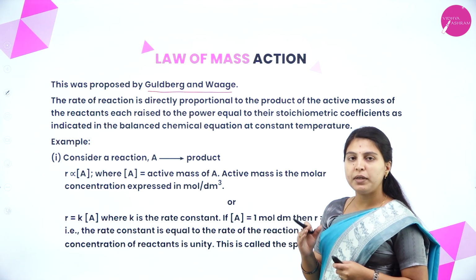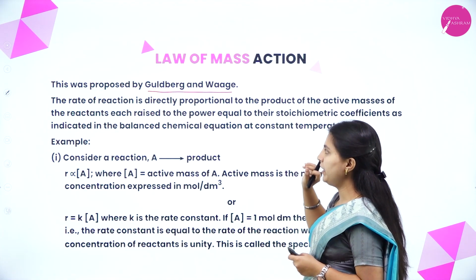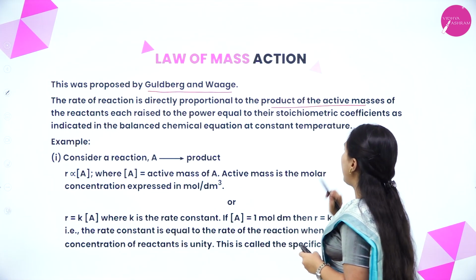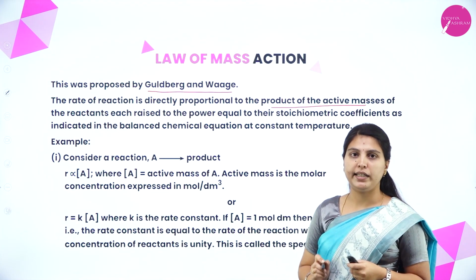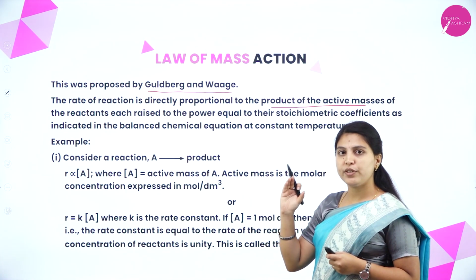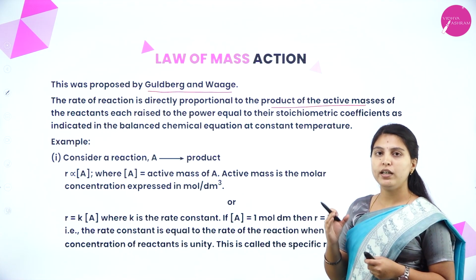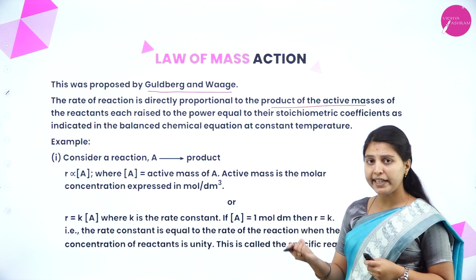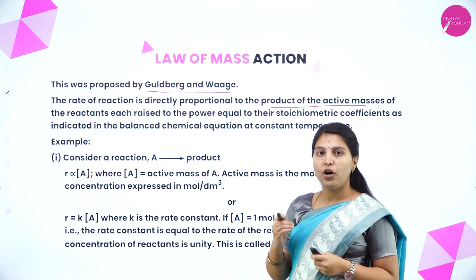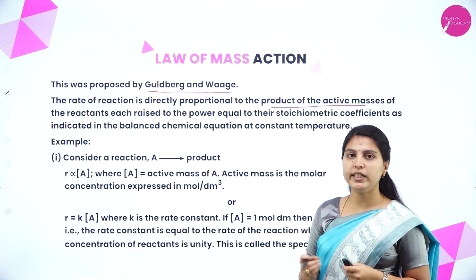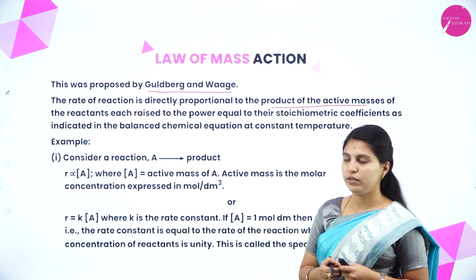What they are telling, law of mass action means, this is the statement: the rate of reaction is directly proportional to the product of the active masses of reactants. How much mass you have used actively in the reaction, that much will be directly proportional to the rate of reaction. If you increase the active mass of reactant side, obviously the rate of reaction will also change stoichiometrically and also in terms of rate of reaction.